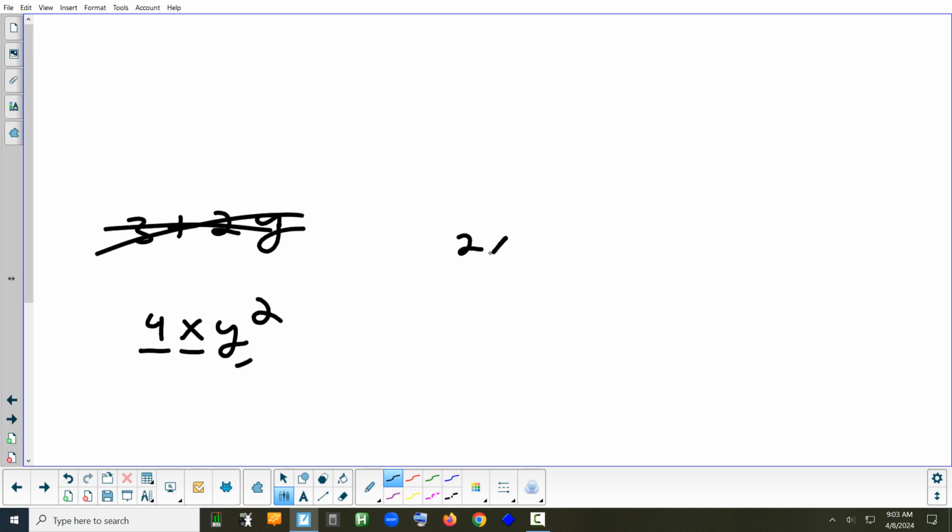How about 2x plus y minus 5? Lily, what do you think? Is that a monomial? No, because it has pluses and minus signs. This is actually a trinomial. There's 3 different things separated by plus and minus signs.